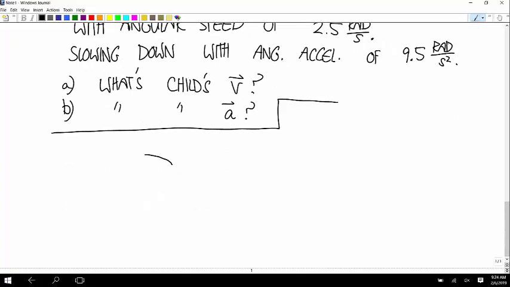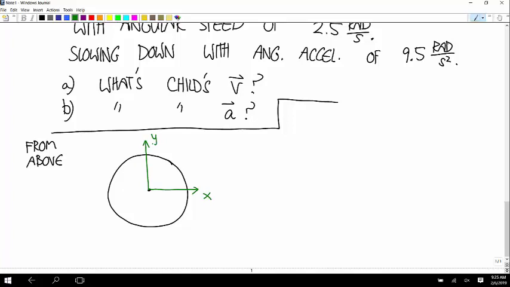Okay, so if we picture this from above, before we can put these in vector form, we need to choose a coordinate system. So I'm going to choose x-axis that way, y-axis that way. And the z-axis is coming out of the page. Sometimes you'll just get the signs as part of the problem. But in this case, the key is that the rotation is slowing down. And if it's slowing down, they have to be opposite. If it's speeding up, they have to be the same in circular motion. Okay, and this is a circular motion because this carousel can't change planes.